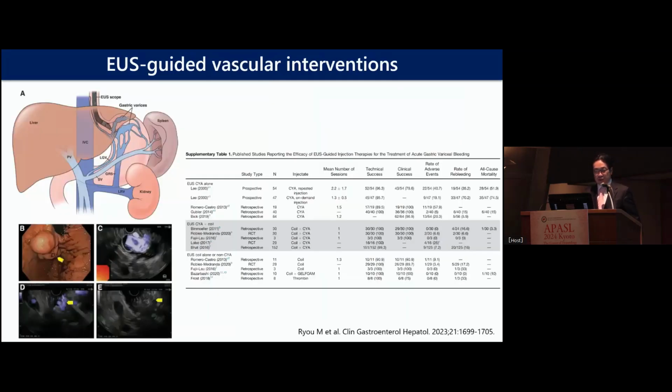And this is also a hot topic for endohepatology, EUS guided vascular interventions, especially in gastric varices. So we can puncture gastric varices and put a coil or CYA to eradicate gastric varices. So I think this is also a hot topic. There are so many studies, but there are no comparative studies, so we are not sure this is the best method, or maybe we can use another technique.